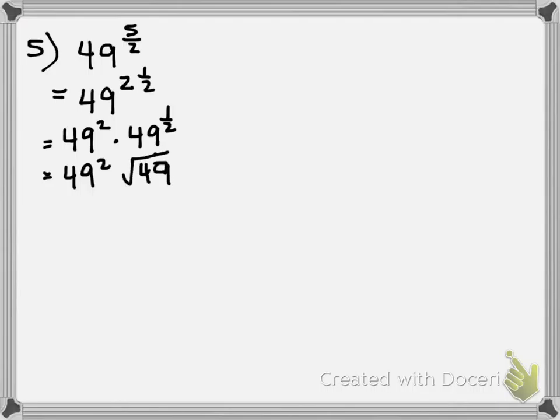That's right. So, wait a second. Don't we know what the square root of 49 is? Yes. It's 7. So what we end up with is 49 squared times 7. Now here's the unfortunate thing. You actually have to figure out that answer. I know. How horrible is that?